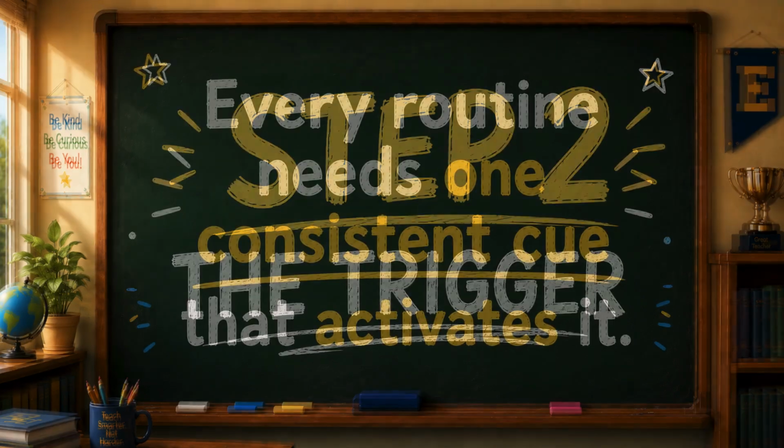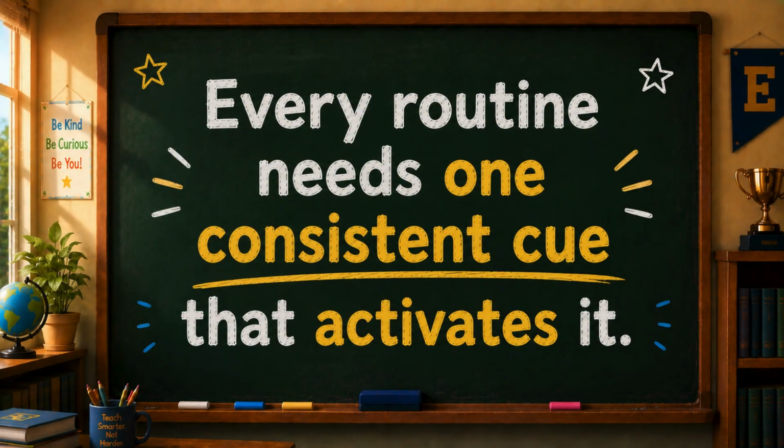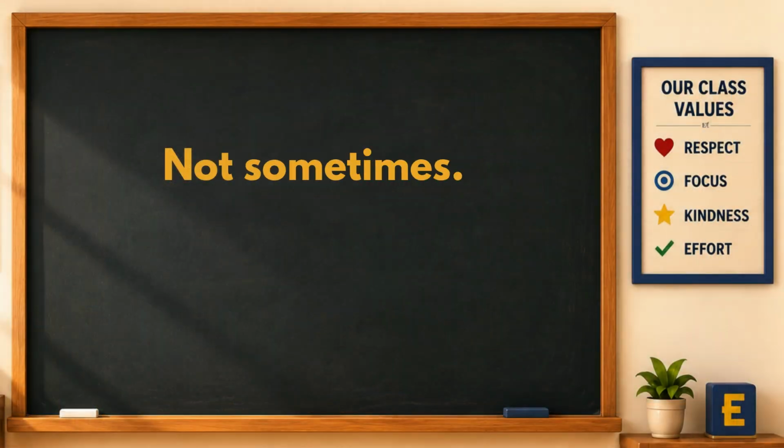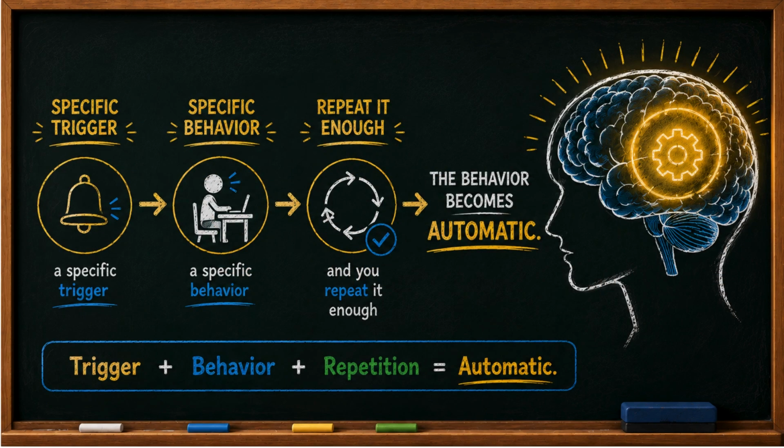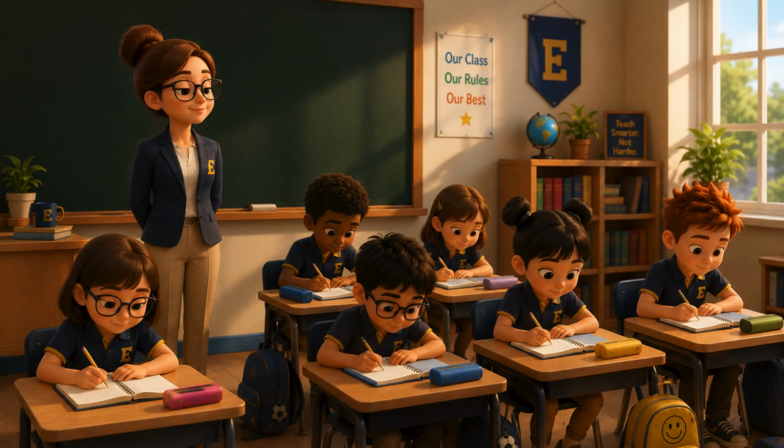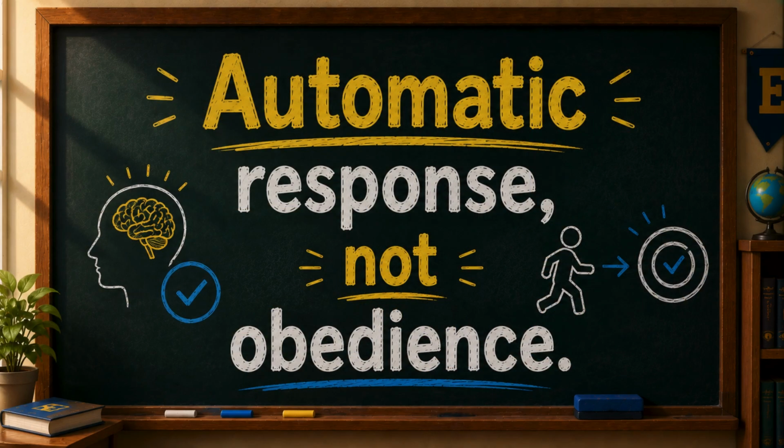Step 2, the trigger. Every routine needs 1 consistent cue that activates it. Same cue every time. Not sometimes, not usually, every time. Because here's what the brain does. When you attach a specific behavior to a specific trigger, and you repeat it enough, the behavior becomes automatic. Students stop having to think about it, which means you stop having to remind them. That's the goal. Automatic response, not obedience.